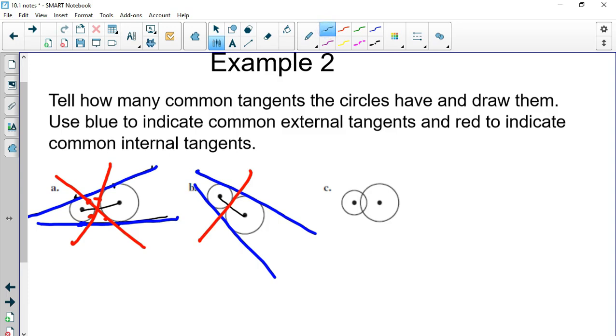Back to this one, okay? Back to black, right there. Now, on this one, again, I can just go outside and hit 1, 2. Now, I cannot do an internal one because there's no way to draw a straight line that touches both edges of the circle since they're overlapping. So in this case, I only have 2.